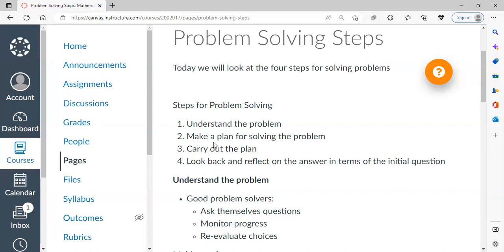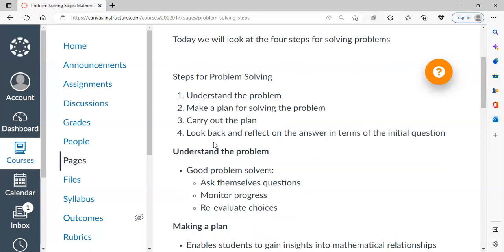When the problem is solved, we move on to the last step of the problem solving process, which is to look back and reflect on the answer in terms of the initial question. What this means is that we're going to look back at the answer, but not only to say that it's correct. We are also going to look back at the question to make sure that we understood it in the first place, right? We're going to look at a problem, and then see how we can implement these steps and one of these problem solving strategies, okay?